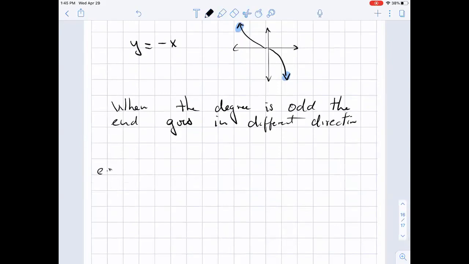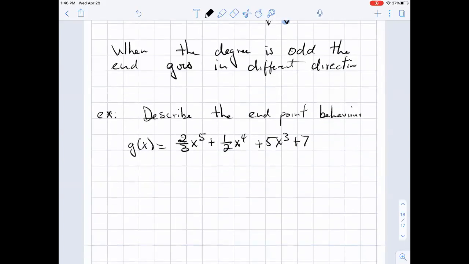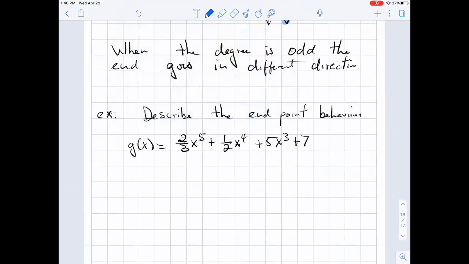So, example: describe the end behavior. Let's take an example. G of x is equal to 2/3 x to the 5th plus 1/2 x to the 4th plus 5x cubed plus 7. I know you're seeing fractions, and already some of you start to freeze up. Do we care about the fraction, guys? No. All we want to know is the degree and the leading coefficient.